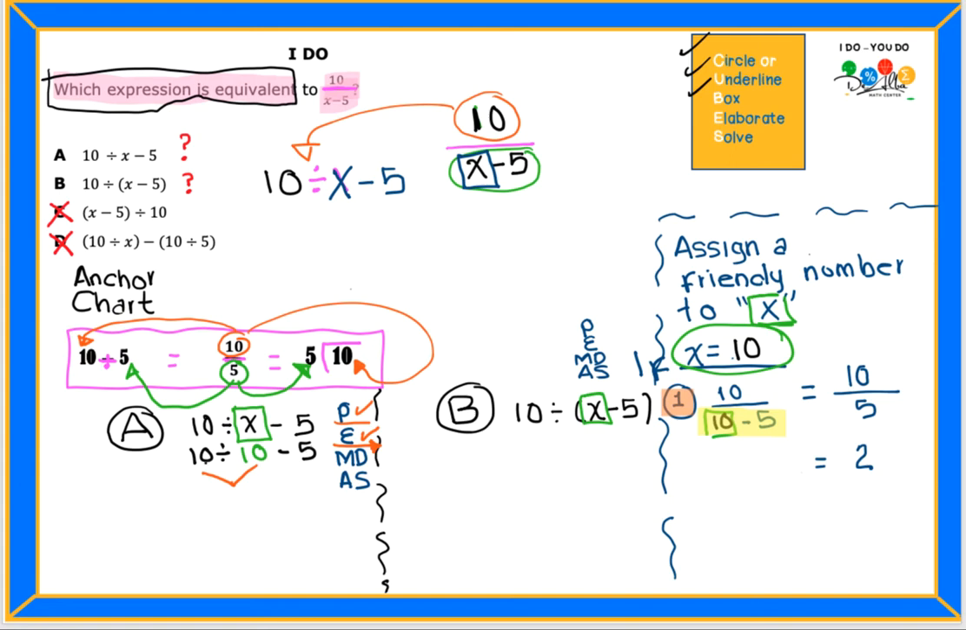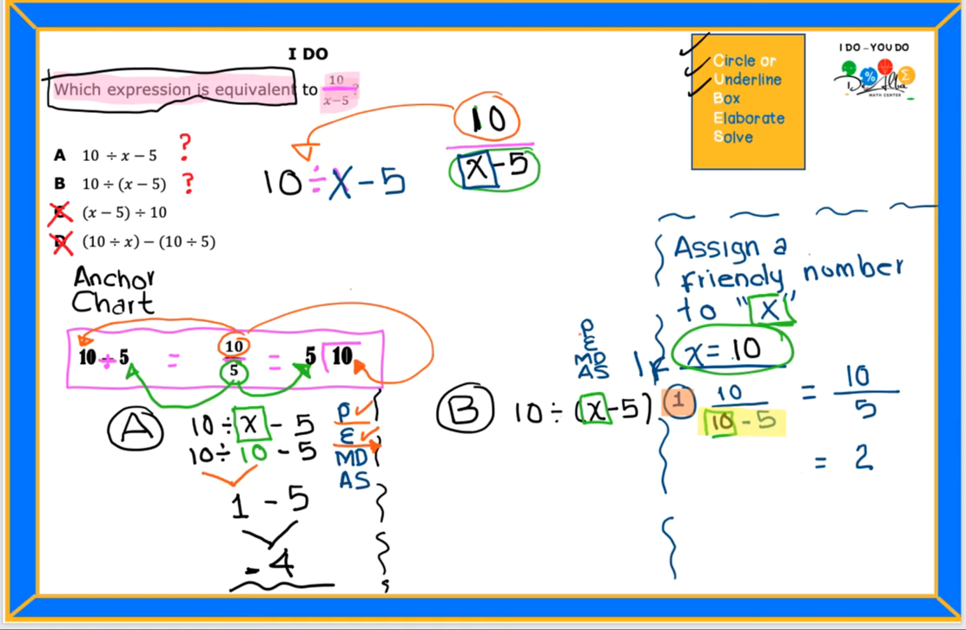So then if I have 10 divided by a 10, that's going to be 1. I bring down the minus and the 5. If I have 1 and I take away 5, I'm going to have 4 negatives. Okay, that's the value that we're going to get. Now we're going to look at example B.